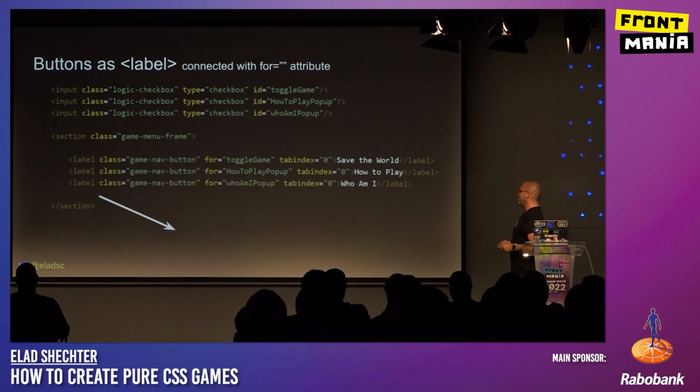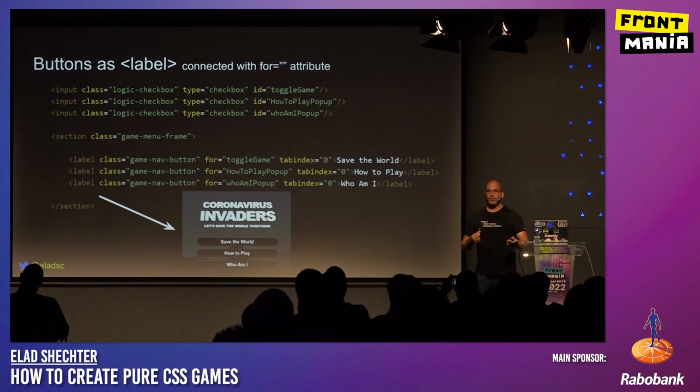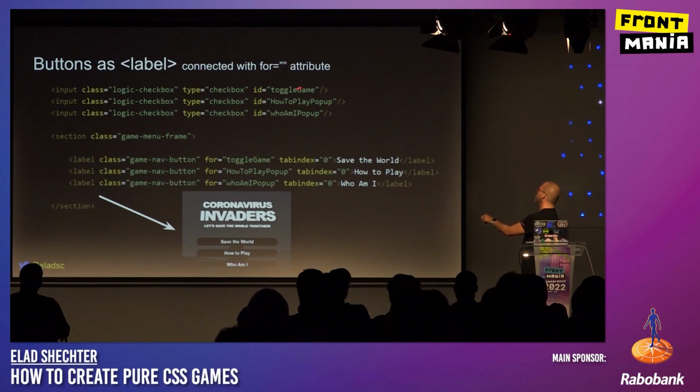The game navigation buttons that you saw are not created from the button HTML element. Instead, I'm using label HTML elements that only look like buttons. And in order for them to work, I'm using the for attribute that is connected in every one of the label buttons to every one of the checkboxes. For example, the Save the World label button is connected to the Toggle Game checkbox. You see the for attribute Toggle Game, and it's connected to this checkbox with the ID name of Toggle Game.